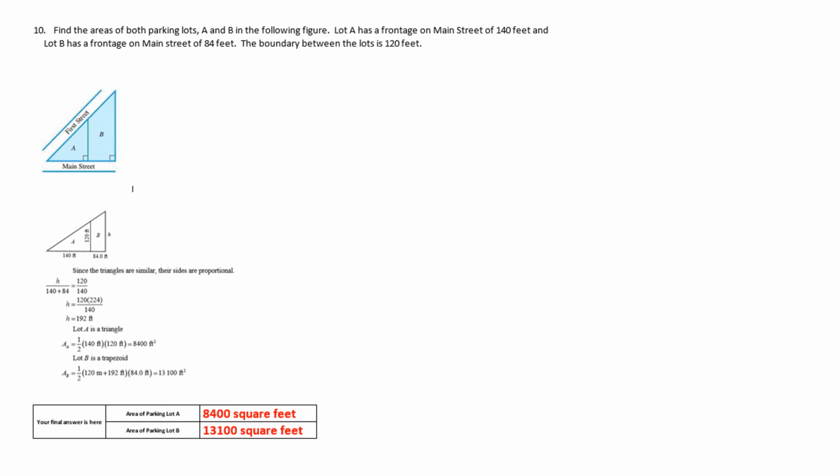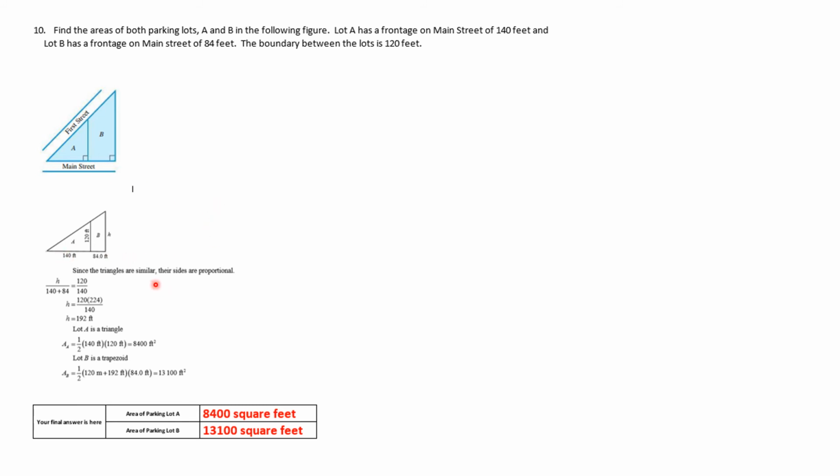Number 10. Here's the figure that was associated with this. You have two parking lots, A and B. A has a frontage on Main Street of 140 feet, and lot B has frontage on Main Street of 84 feet. The boundary between the lots, that's the boundary right here, is 120 feet. So you had to put all of that stuff together.